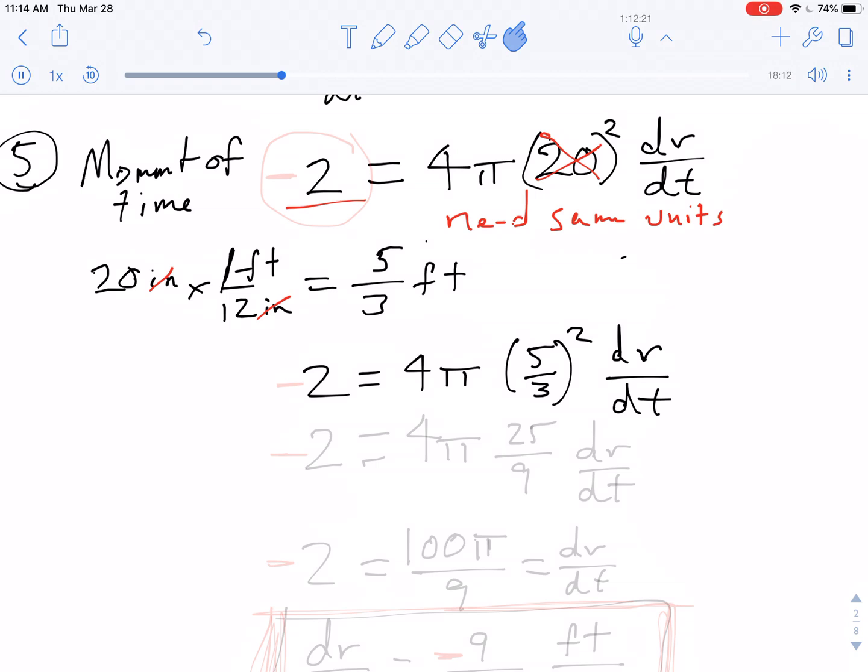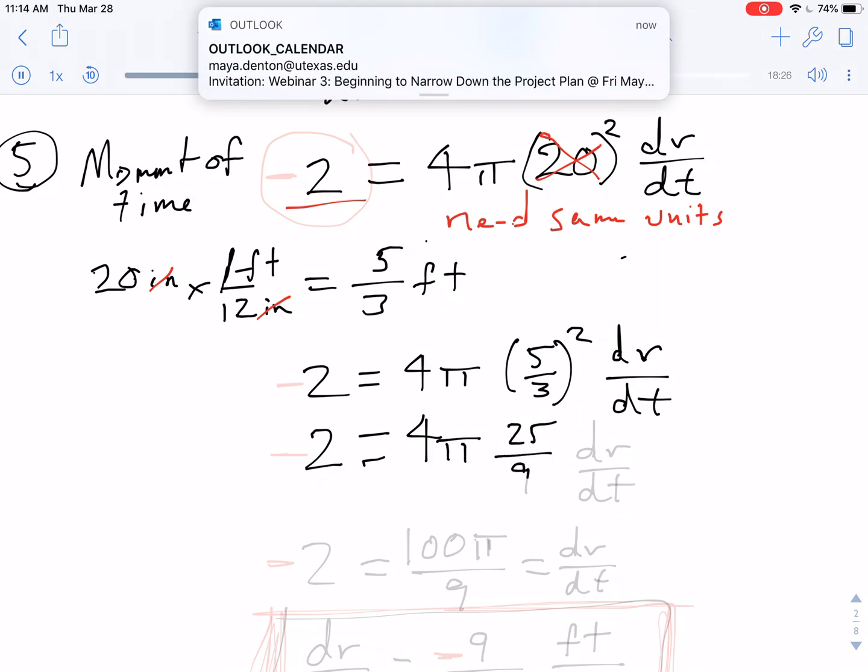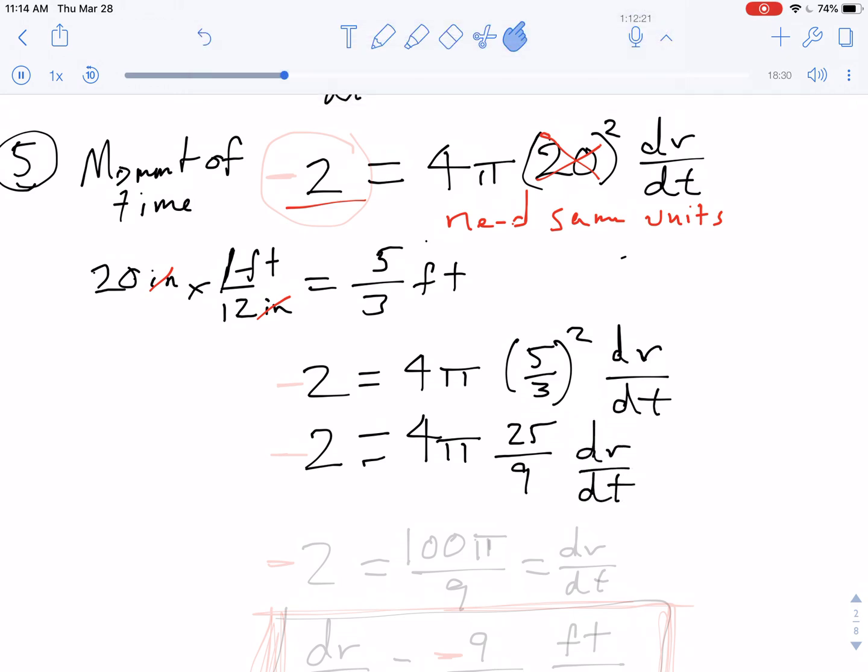So let's do a little math magic here and say that 2 equals pi, 4 pi, 25 over 9 dr/dt. I'm solving for dr/dt, so let me do a little more math. That would be 100 pi over 9 equals dr/dt, which equals 2. Then I multiply by the reciprocal and I'll get dr/dt by itself. When I multiply by the reciprocal, the 2 and the 100 will cancel, and I'll get 50 pi in the denominator. My units on this, because it is r, dr/dt, would be feet, since I turned r into feet, over time, which is in hours.